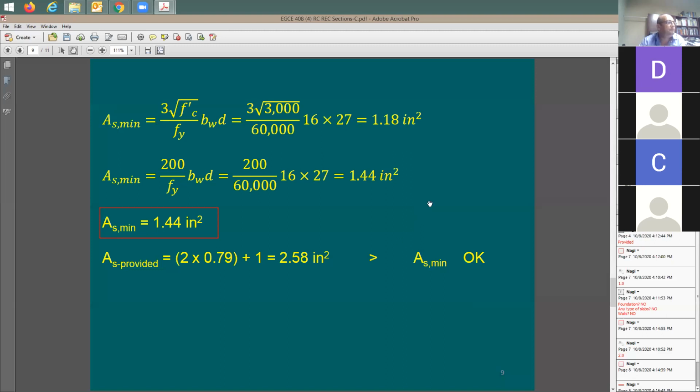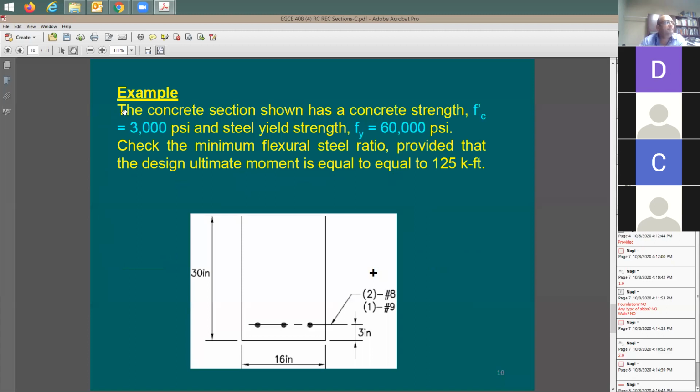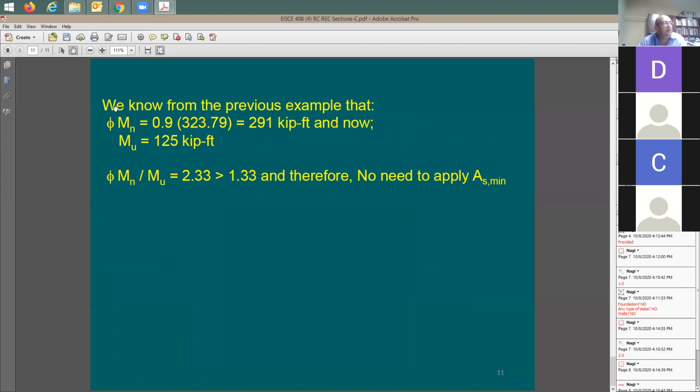All right. Now, let's say, same example, but see what's new. It says, check the minimum flexure steel ratio, provided that the design ultimate moment, M sub U, is 125 kip-feet per foot. Oh, now I have the demand. Now let me check this out. I'm going to say the moment capacity is 291. You guys know where this comes from?